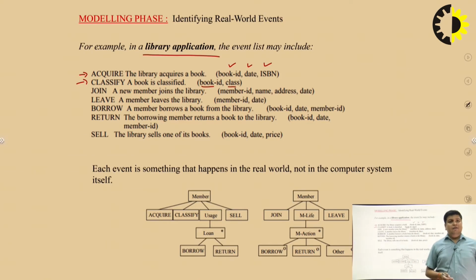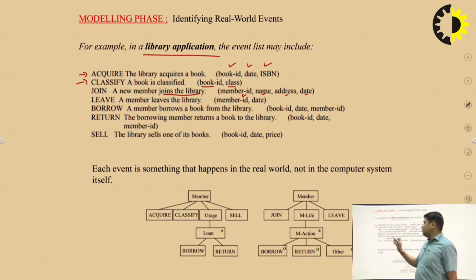Join means that inside the library some new members may join, or some existing customers can leave the library portal as per your requirement. In that case, a new member joins the library. You can see what different attributes will be required: first is member ID, name, address and dates. You are free to take any more attributes according to your system requirements.